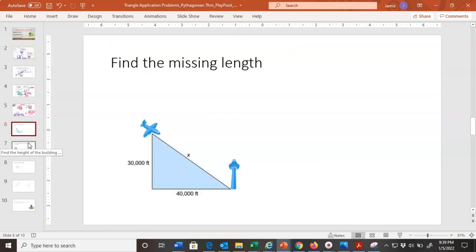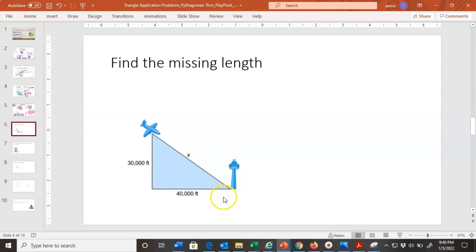So here's more of an application problem. We have a plane that's coming in for a landing, and we're going to find the missing length. Pilots certainly don't sit there and calculate anything using the Pythagorean theorem, but the programs that they use involve a ton of mathematics: algebra, geometry, the distance formula, the Pythagorean theorem, systems of equations.